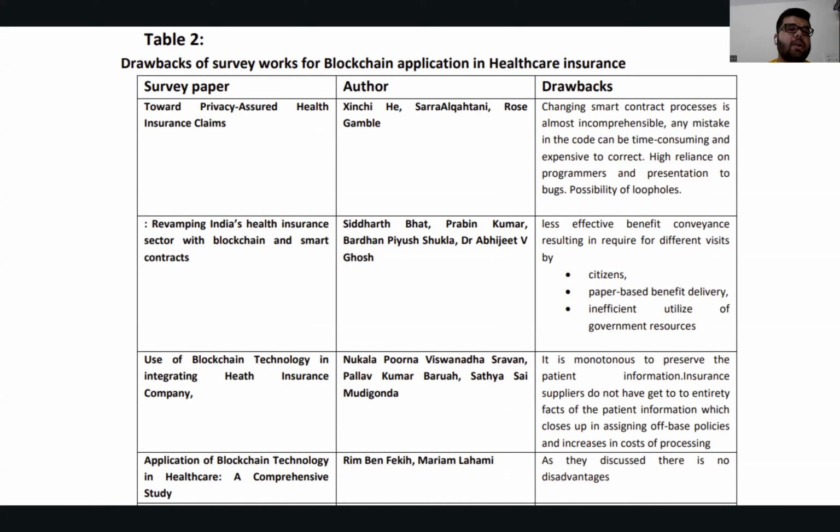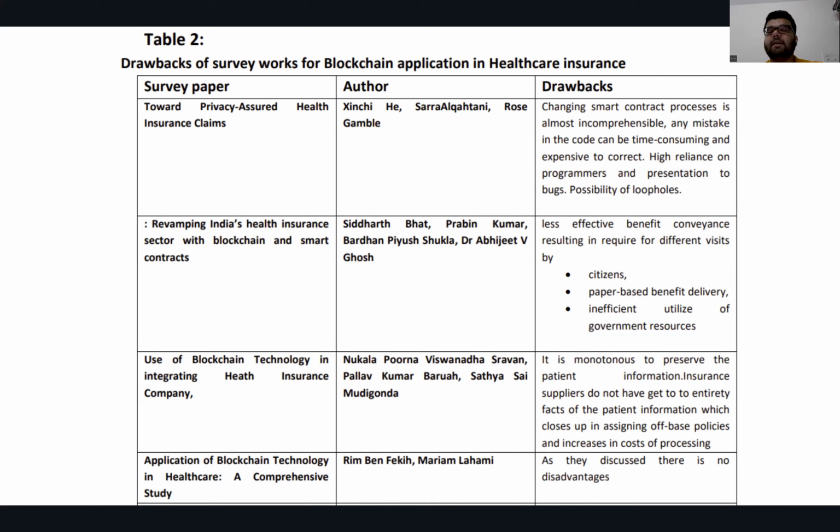So the next paper talks about revamping India's healthcare insurance sector with blockchain and insurance contracts. The authors are Siddharth Bhatt, Praveen Kumar, Piyush Shukla, and Abhijit Ghosh. The drawbacks are ineffective benefit delivery resulting in the need for multiple visits by citizens, paper-based benefit delivery, and inefficient utilization of government resources. Moving on to the next research paper, use of blockchain in integrating health insurance company. The author is Nukula Pallav Satya.